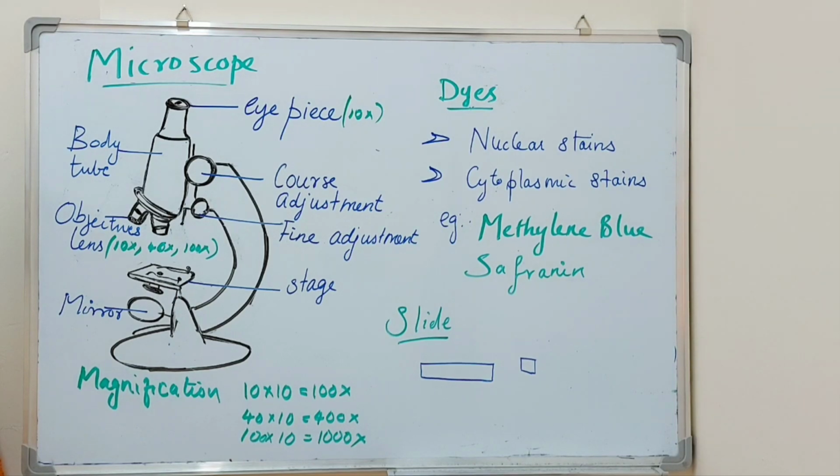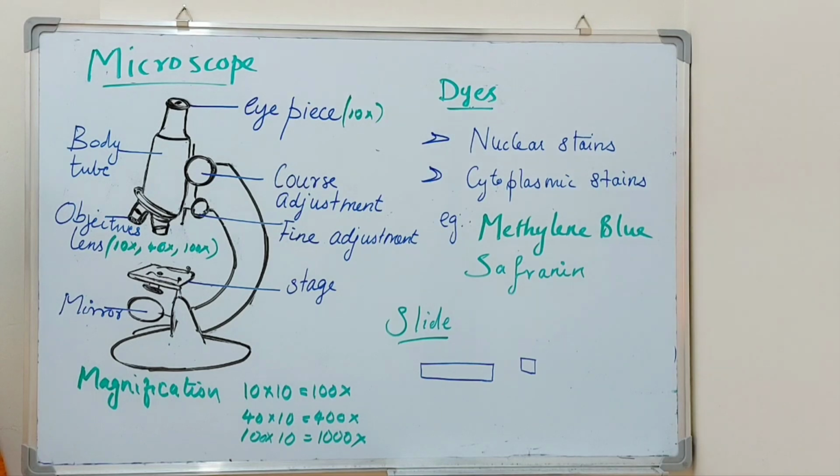Why? It is because the cell is mostly transparent or colorless in nature, so how will we differentiate the cytoplasm, nucleus, etc.? For that purpose, we use stains. By adding the stain, the cell will take up the color and it will be easy to study. Now there are two types of stains. One is nuclear stain and the other is cytoplasmic stain.